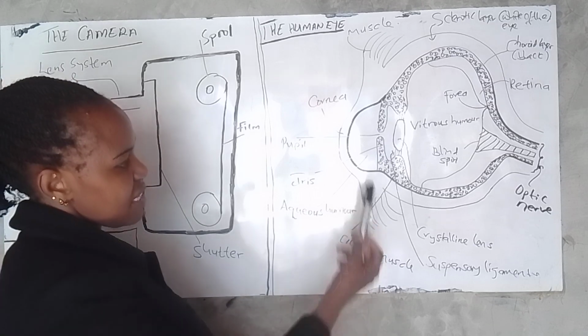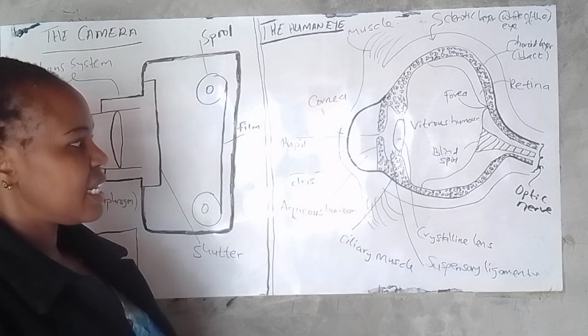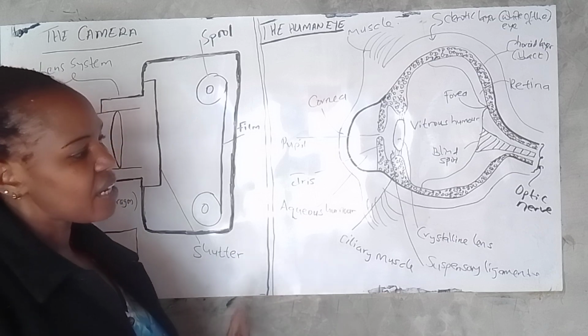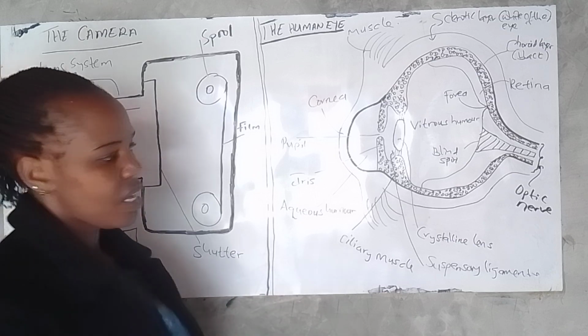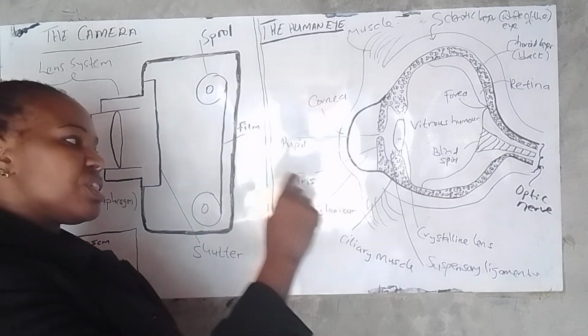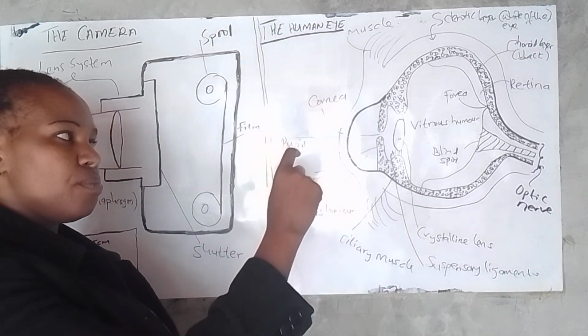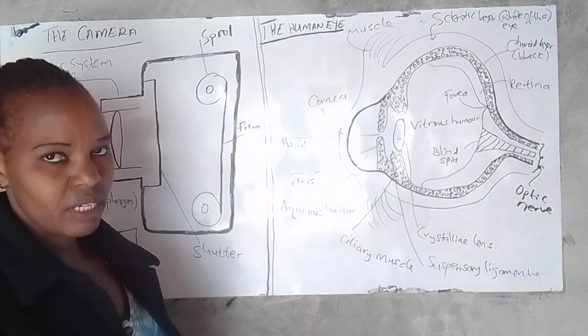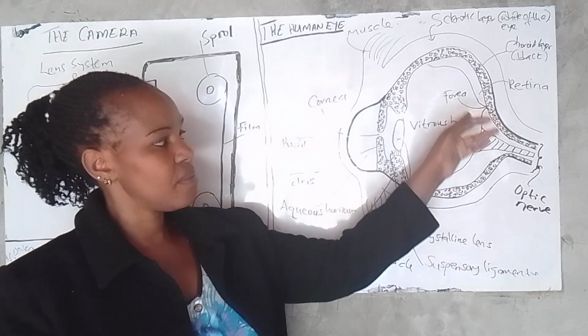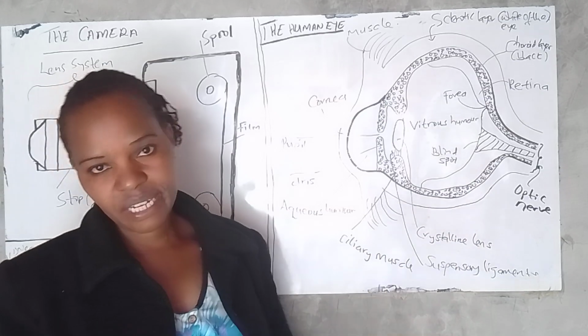So what do we have there? The lens, then the retina, then the cornea. They are very important. Actually, every part of it is very important. Now, what about the optic nerve? The optic nerve is what sends the message of that image to the brain. It sends the message of that image on the retina to the brain.